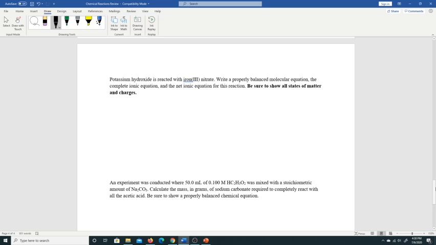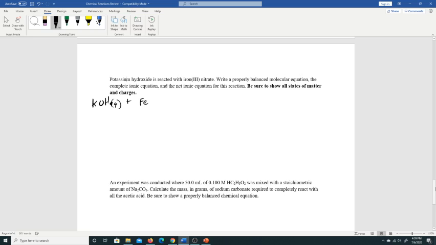Potassium hydroxide is reacted with iron 3 nitrate. Write a properly balanced molecular equation, the complete ionic equation, and the net ionic equation for this reaction. Be sure to show all states of matter and charges. So potassium hydroxide is KOH. You need to become familiar with the polyatomic ion chart to be successful with these. Potassium hydroxide is water soluble, AQ. You must write the AQ. It is reacting with iron 3 nitrate. The 3 means iron has a positive 3 charge.